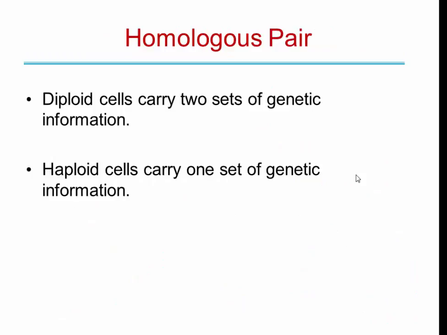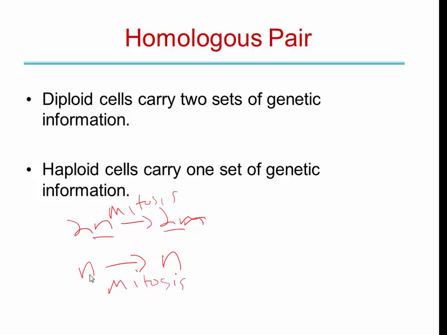So diploid cells carry two sets of genetic information. Haploid cells carry one set of genetic information. You can have diploid cells that divide by mitosis, and if you start out with 2n, you go to 2n. There are some haploid cells, some kinds of yeast cells and other cells, that also divide by mitosis, and they start out n and they stay n. No matter what you start with, it stays the same after mitosis, because mitosis makes identical cells.